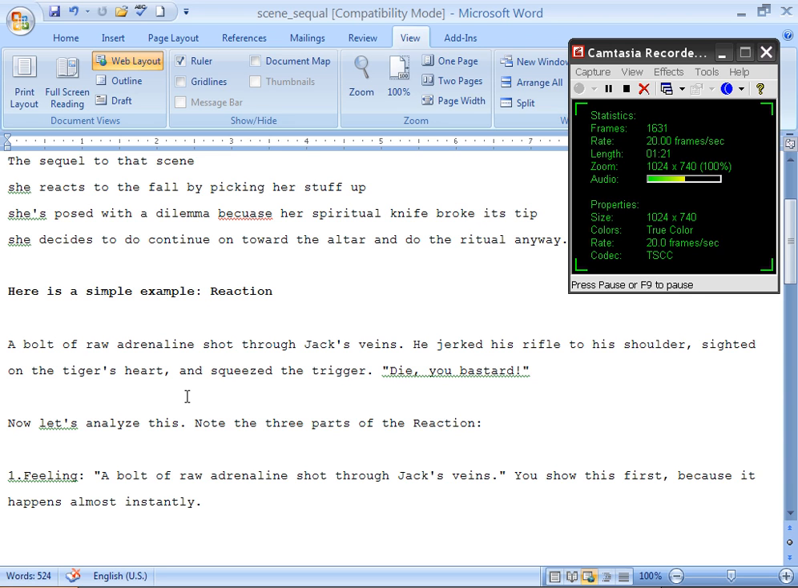So you start out with the motivating. What's going to motivate the character to do something? The example he gives is a bolt of raw adrenaline. Actually, this is the reaction. Sorry, the original stimulus was a tiger jumps out at him. So when the tiger jumps out at him, a bolt of raw adrenaline shot through Jack's veins. He jerked his rifle to his shoulder, sighted on the tiger's heart, and squeezed the trigger.